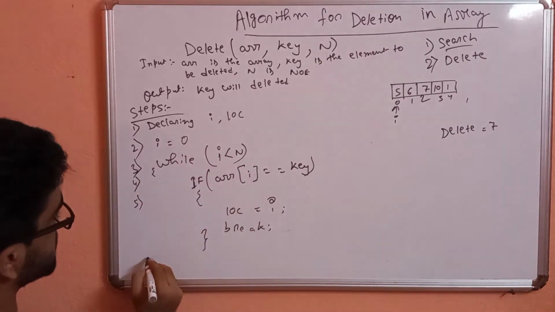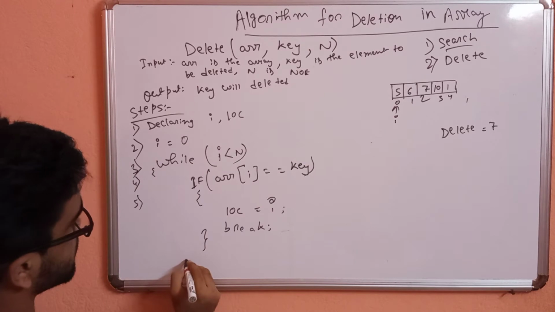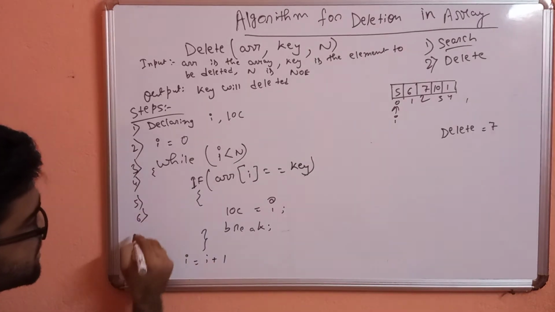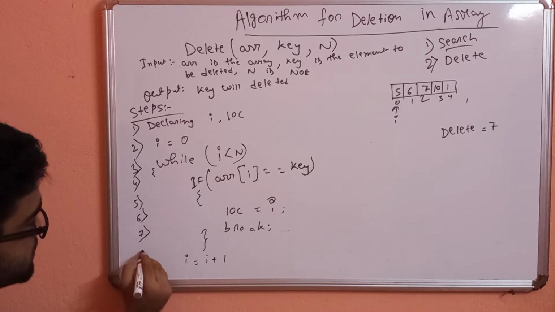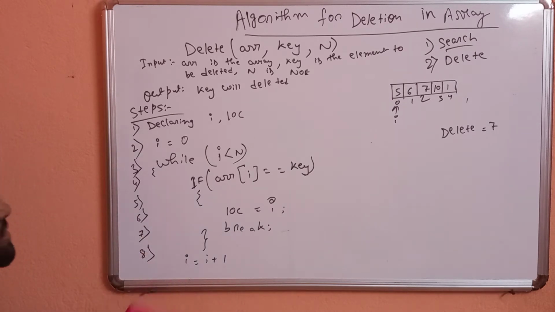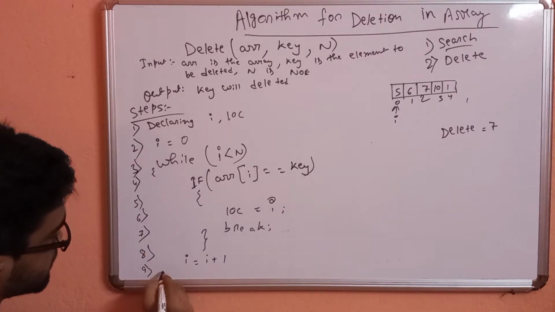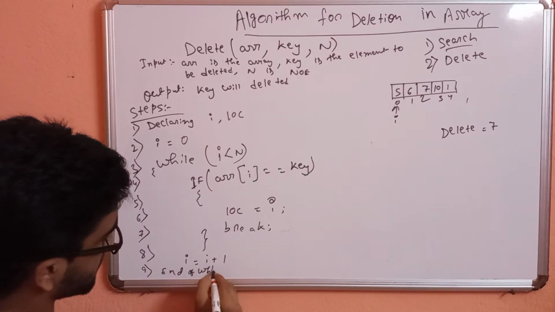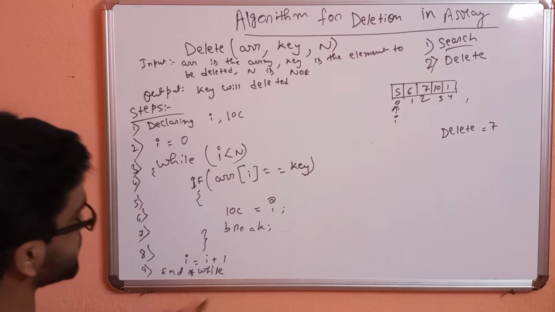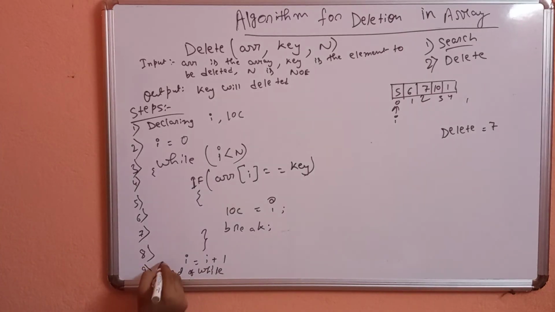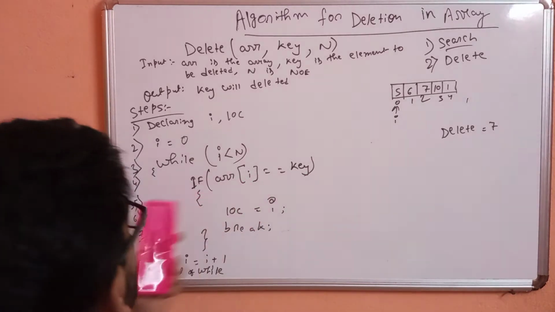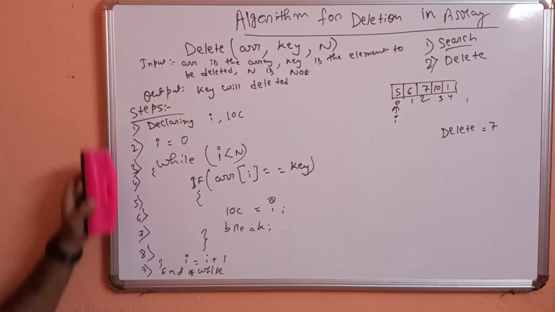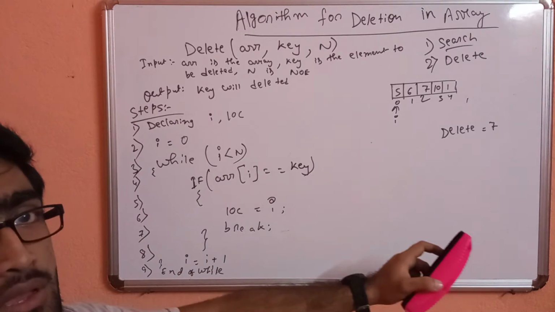If not found, then what to do? I equals to I plus 1. We will traverse the index. Step 8, we will traverse the index. Then end of while, the ninth step is end of while here. Now this portion is where we are searching for the element 7 to delete it.